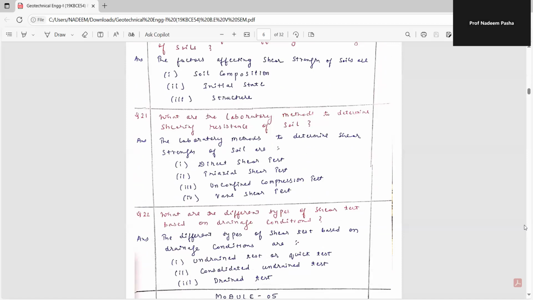What are the different types of shear test based on drainage condition? ड्रेनेज कंडीशन के हिसाब से कौन से टेस्ट है? अनड्रेन टेस्ट और क्विक टेस्ट, consolidated undrained test, and drained test.